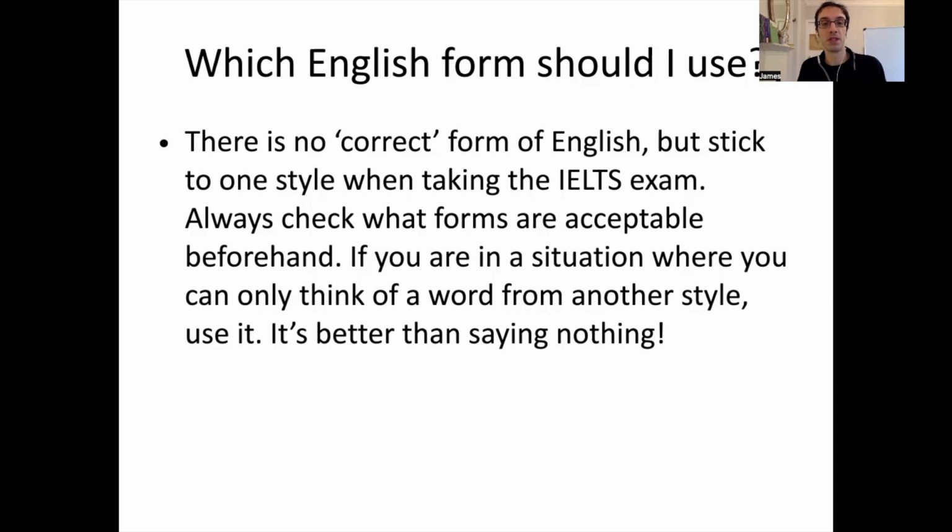But if you are in a situation where you can only think of a word from another style that you don't normally use, just use it. It's better than saying nothing. Okay?